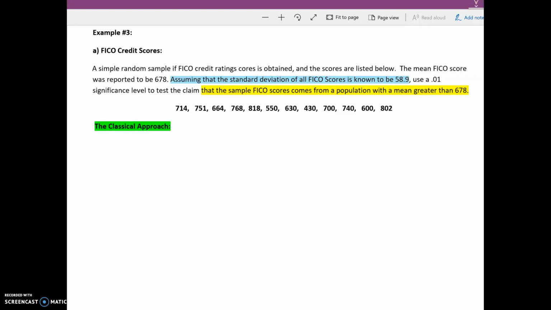They're telling us that the standard deviation of all credit scores, in this case the value of sigma, is 58.9. And the level of the test, this is alpha, is equal to 0.01. So to determine the type of test we're going to perform, since we have sigma, let me just write it here. Sigma is equal to 58.9. Then in this case, this is going to be a Z test.